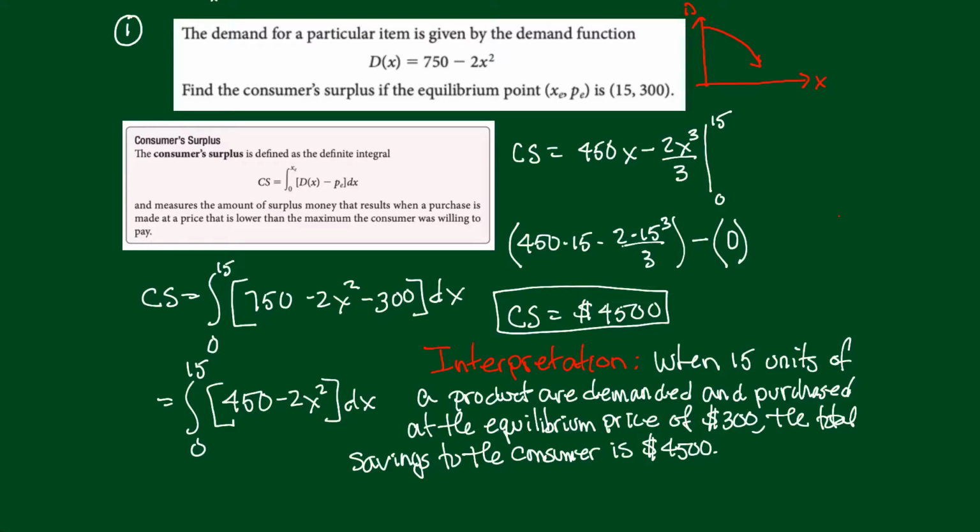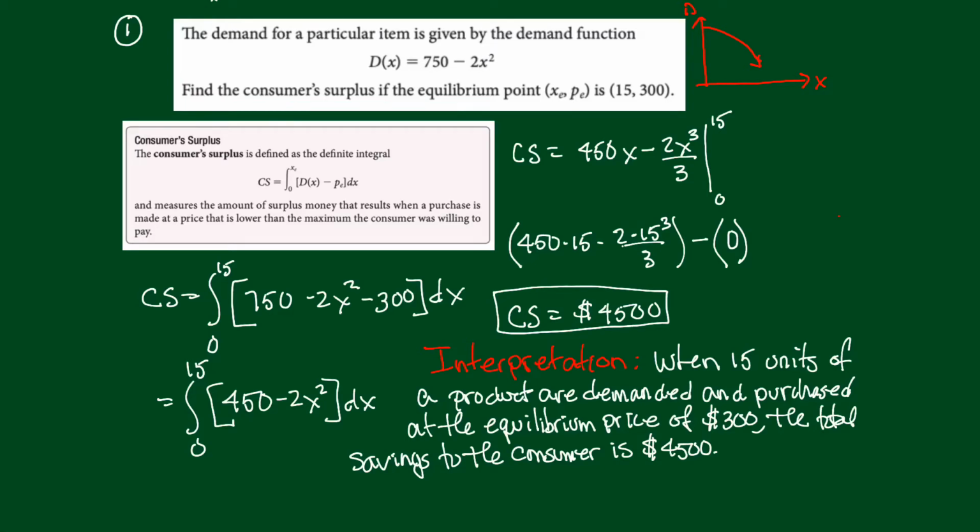Okay, so this is nice. We got a number. What does it mean? So here's what this means. It says when 15 units of a product are demanded. Now the 15 is coming from here, and the 300 is going to come from here. So it says this: when 15 units of a product are demanded and purchased at the equilibrium price of $300, the total savings to the consumer is $4,500. Now, the consumer is saving $4,500 because the consumer bought these units at $300 but was willing to pay more.